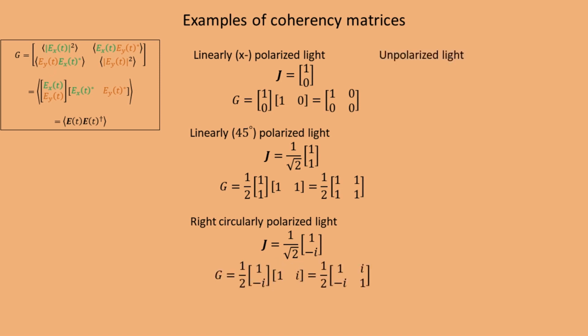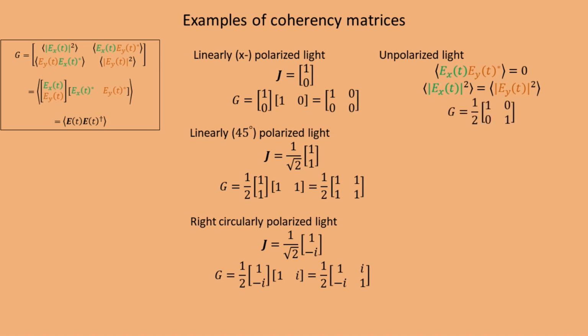Now what is the coherency matrix for unpolarized light? We cannot write down a Jones vector for unpolarized light because the x and y components aren't fixed in time. Instead, we can observe that for unpolarized light, the correlation between the two components must be 0, and the time-averaged intensity for each component should be the same, since unpolarized light shouldn't show any preference for one direction of polarization over another. Therefore, if we normalize the total intensity to be 1, the coherency matrix is given by 1/2 times [[1, 0], [0, 1]].